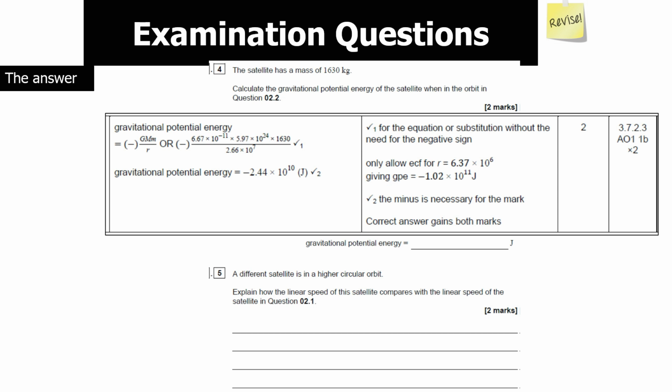Now again, remember, gravitational potential energy is always given as a negative value because the gravitational force is attractive, and we set infinity to equal 0 gravitational potential energy.